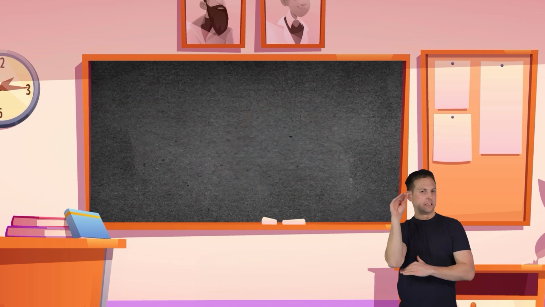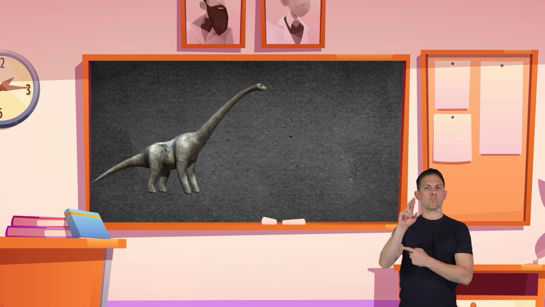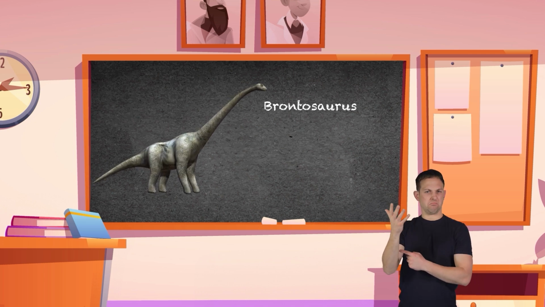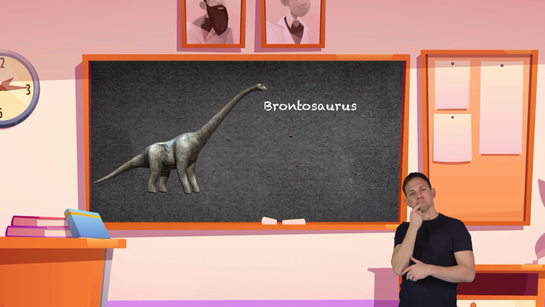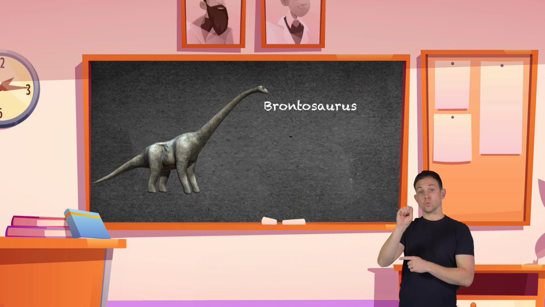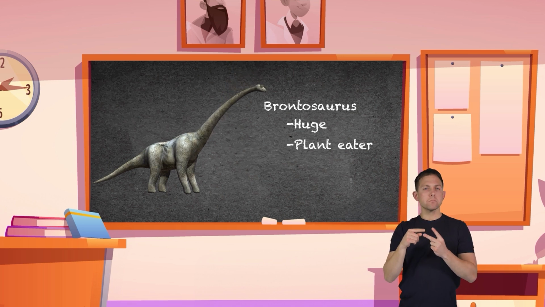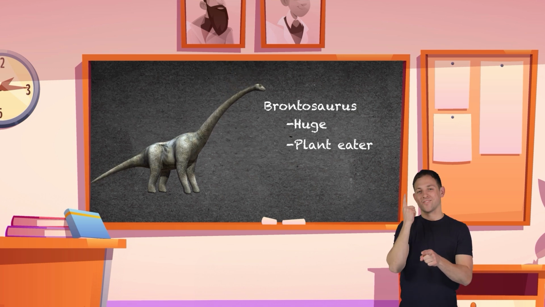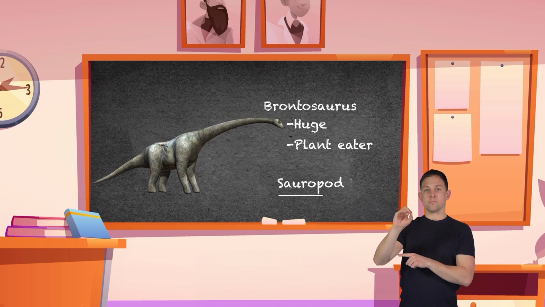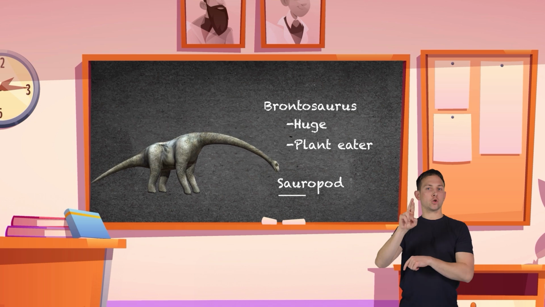Let's try another dino. How about a Brontosaurus? Let's think about it together. Brontosauruses are pretty huge, and they eat plants. What do you think? That's right. A Brontosaurus is a sauropod, because it is a large herbivore.